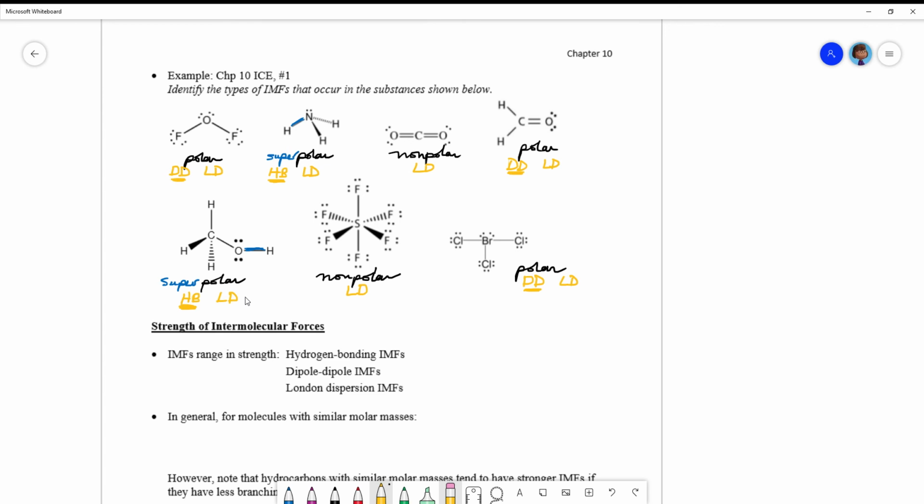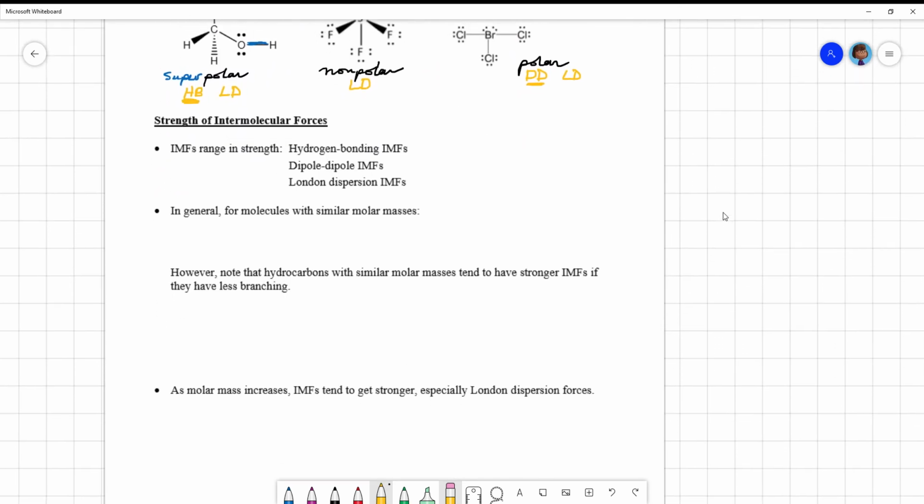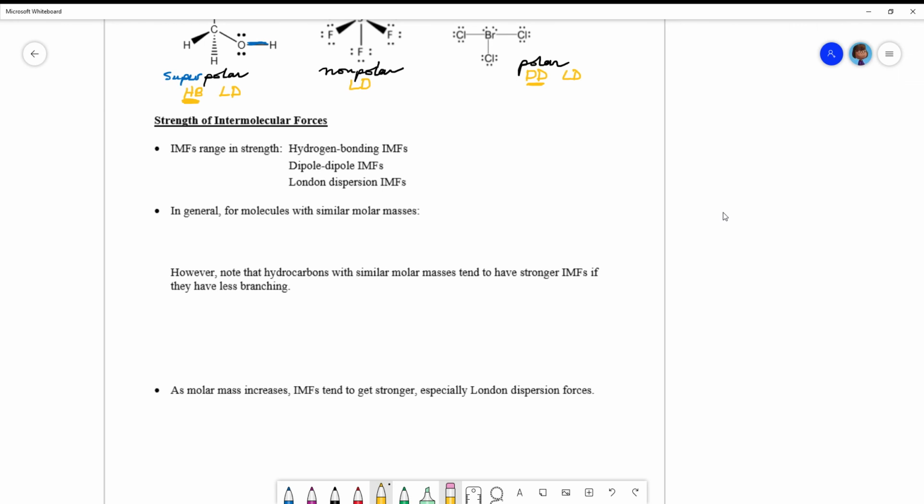Okay, not so hard. But again, note that our understanding of how to draw Lewis structures, getting their shape, getting polarity right is rather critical. Now, I do want to talk about one more thing before I end off this little lecture here, and that is about the relative strength of intermolecular forces. So as it turns out, intermolecular forces actually range quite considerably in how strong they are.